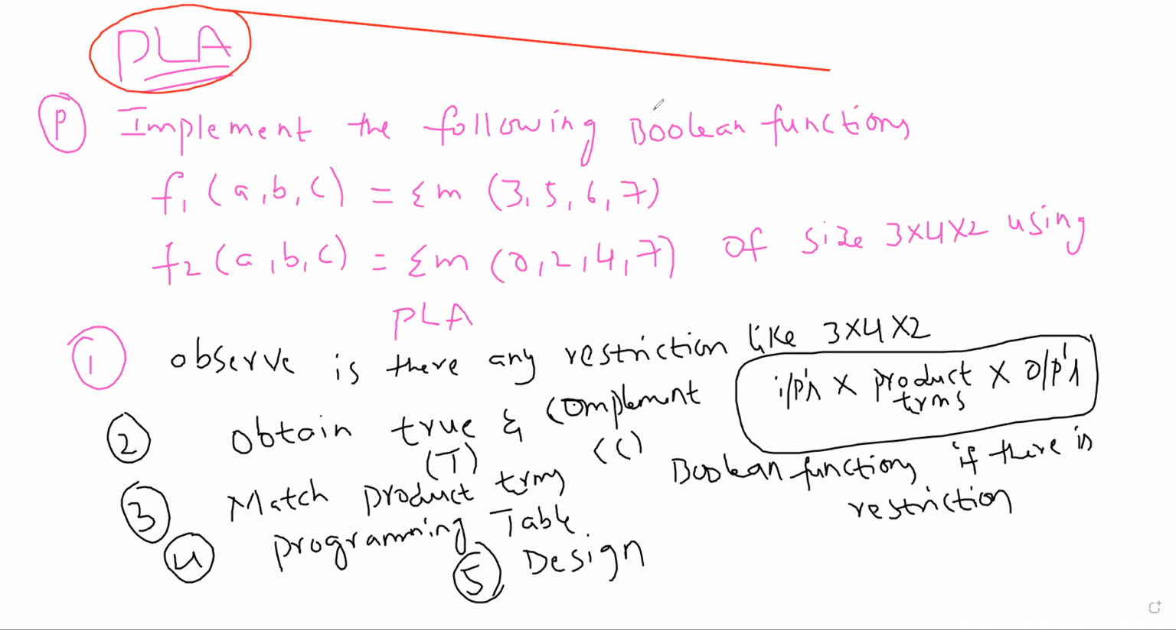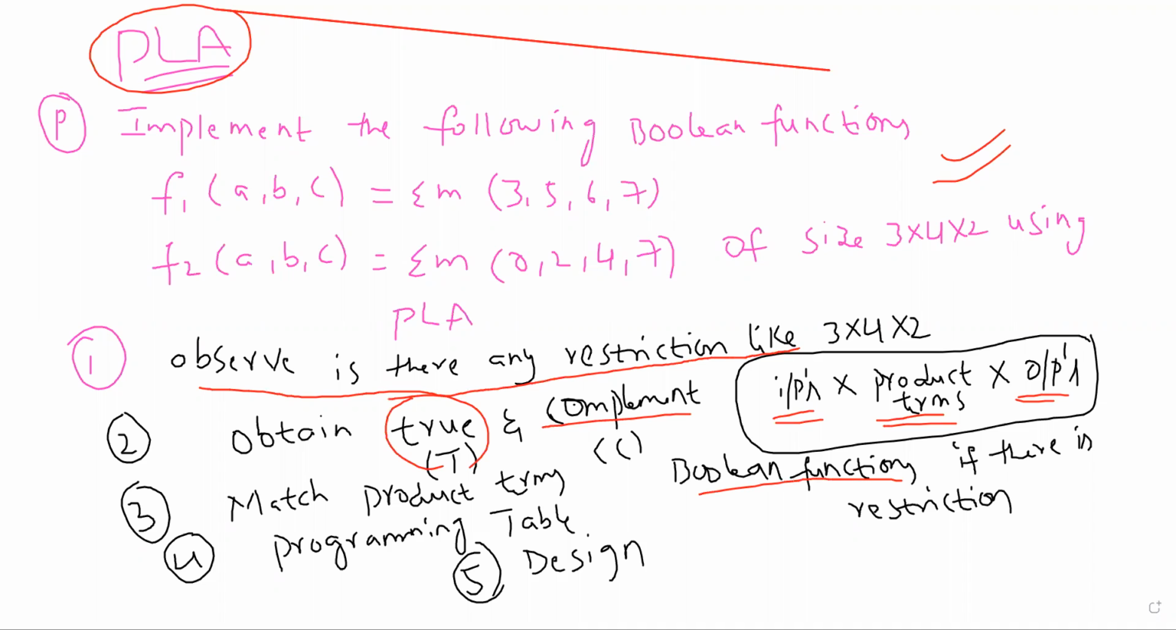Before going to solve this question, we will see the steps. We have to observe whether there is any restriction in the question, like 3 by 4 by 2, where the first one represents inputs, the second one represents product terms, and the last one represents outputs. If there is a restriction, that is very important, then we have to obtain both true and complement boolean functions. If there is no restriction, we should not bother about complement.